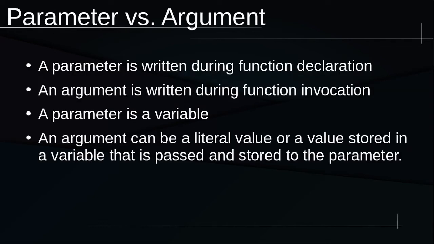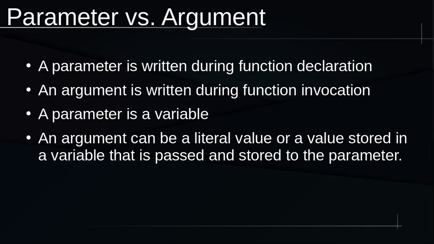So the relationship between parameters and arguments goes like this. A parameter is written on the function declaration, while the argument is written on the function invocation. When you declare a function, the variables that you put inside of the parentheses of a function declaration are the parameters. But when you invoke or call a function, the things that you put inside of the parentheses are the arguments.